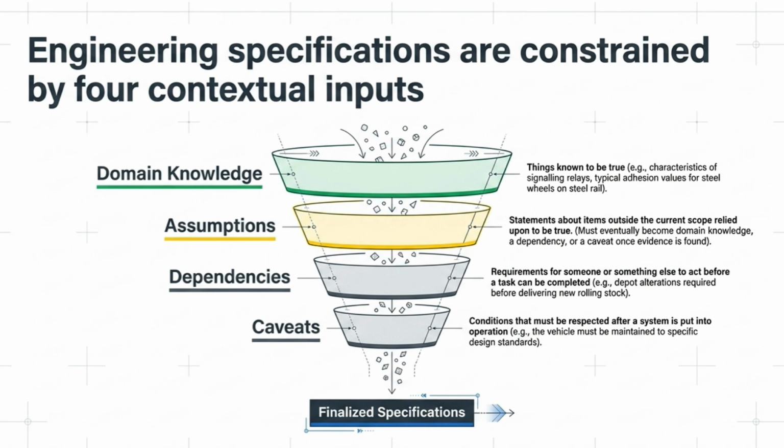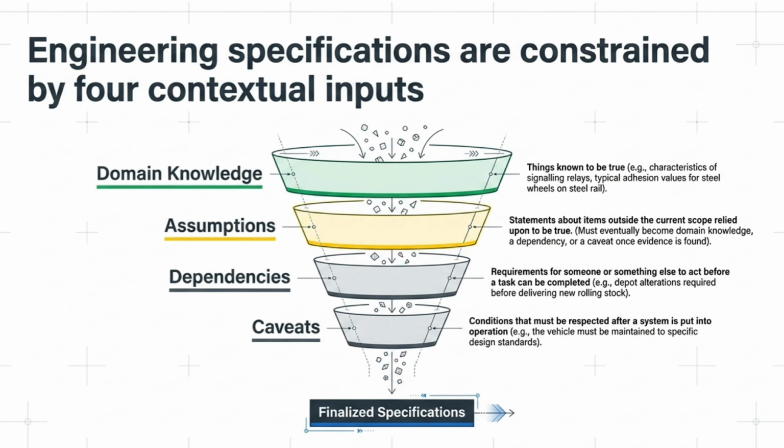Next up, we have assumptions. These are those tricky, unproven variables outside our immediate scope that we're basically counting on to be true. And because we don't have hard evidence for them yet, we absolutely have to track them down and verify them later on. Otherwise, we're setting ourselves up for some pretty disastrous surprises. Third, we map out our dependencies.